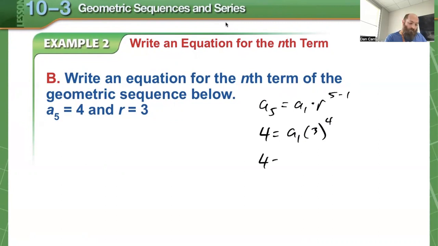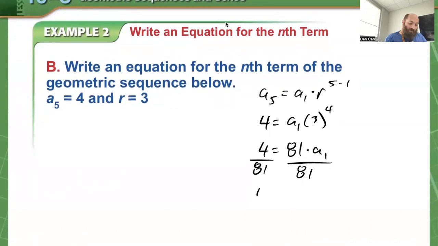Okay, so 4 is equal to, that's going to be 3 to the 4th power, so that's going to give me 81. So this will be 81 times a sub 1. Divide both sides by 81 here. So my first term in the sequence is a fraction, 4 over 81. So we do want to write into an equation now.